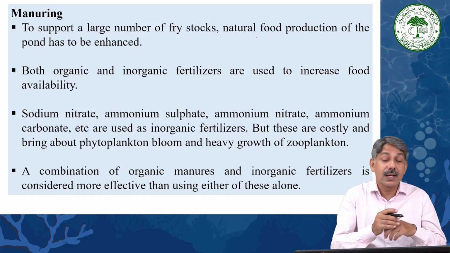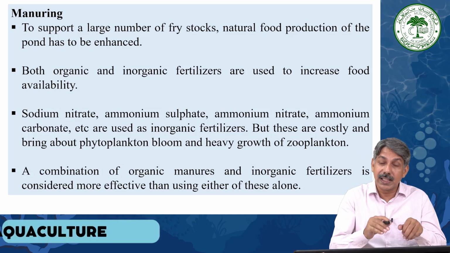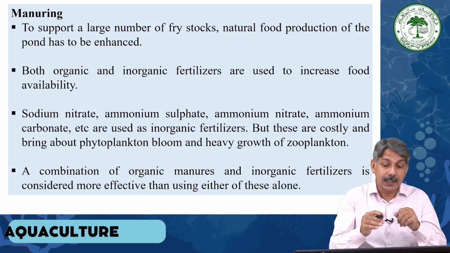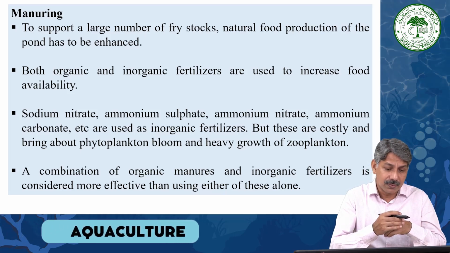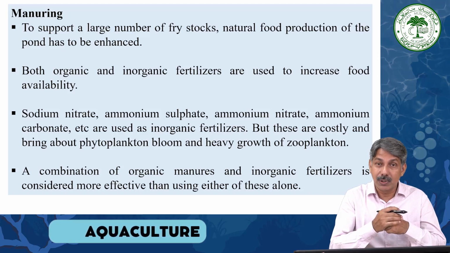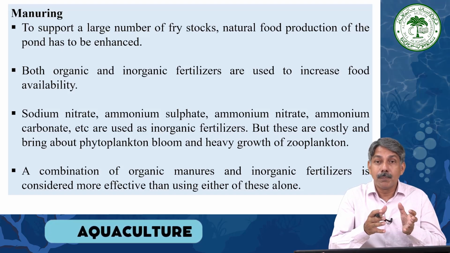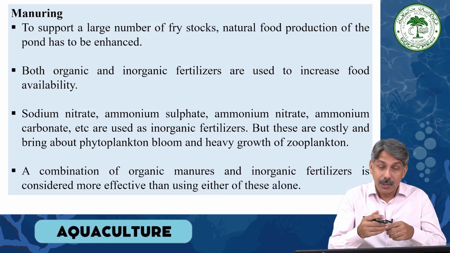Natural food production is necessary if we are going for semi-intensive fish farming and carp culture, especially in countries like India, where that is being done on a semi-intensive scale in many parts of our country. So we need to enhance the primary productivity and secondary productivity, or in general, you can say the natural productivity of the pond for fish feed.